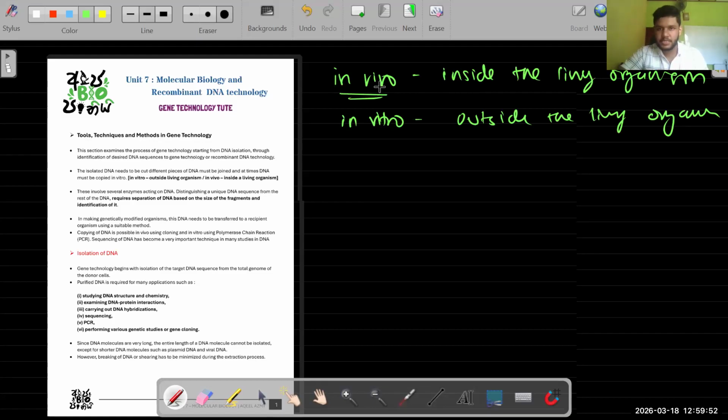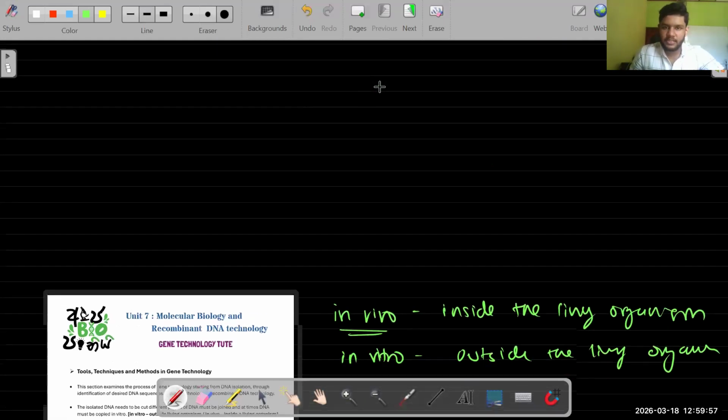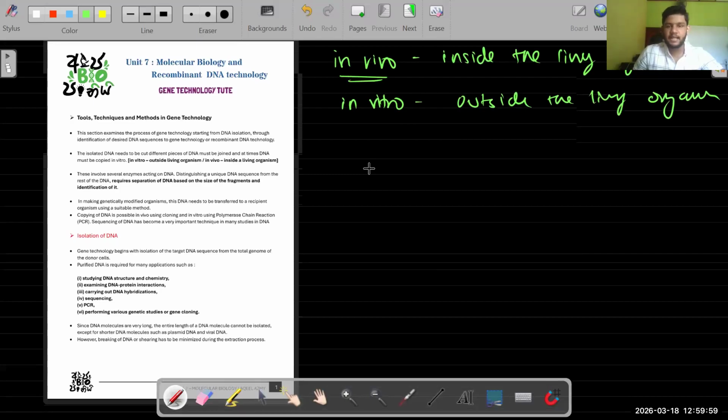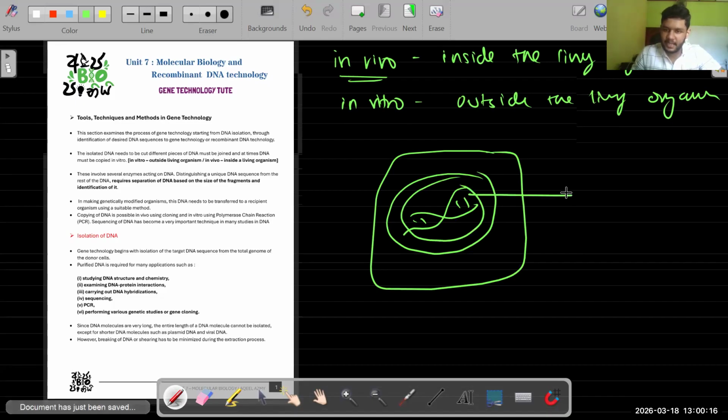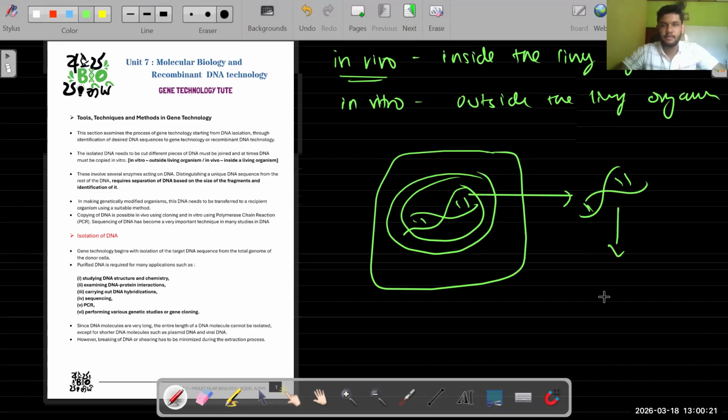Example, laboratory conditions, right? Now, the first step in gene technology, as in the diagram I give, is DNA isolation. Before starting, I'll give a small idea of what happens here. We know that DNA is present in the nucleus of eukaryotes. Think this is the nucleus and this is the cell. Now what we should do is extract this DNA out in order to insert it into another organism. Am I right or wrong? First, to insert a DNA, we should isolate the DNA.